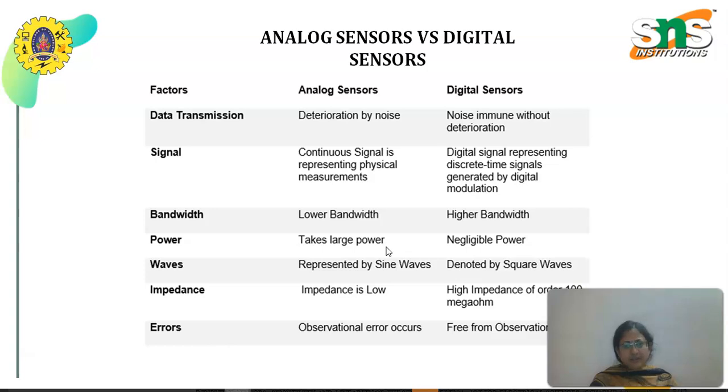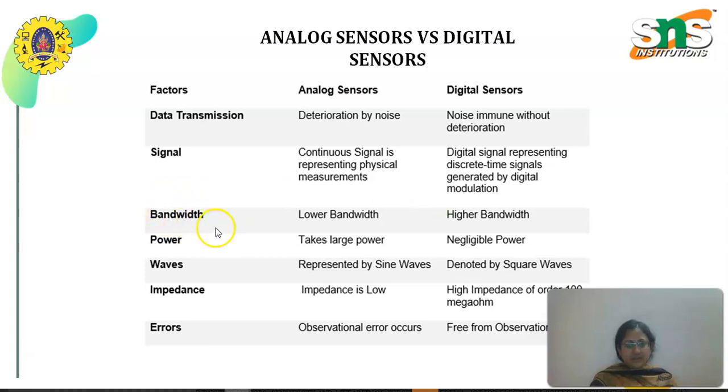And if we compare analog sensors versus digital sensors on some factors, first we look at data transmission as one of the parameters. Analog sensors include deterioration by noise, while digital sensors are noise immune without deterioration. The analog signal is a continuous signal, which we know represents a physical measurement. The digital signal represents discrete time signals generated by digital modulation.